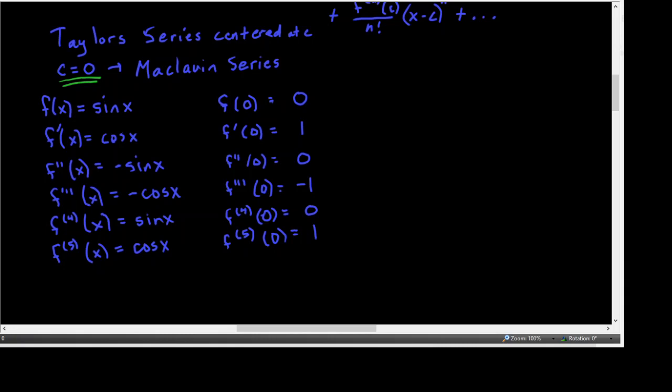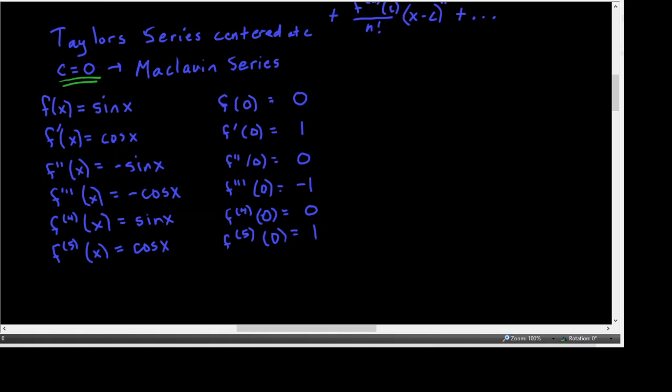And so not only do the derivatives repeat in a pattern, of course, the substitution of the same c value, 0, into each of those is going to have a repeating set of answers: 0, 1, 0, negative 1. Repeat: 0, 1, 0, negative 1, etc., etc.